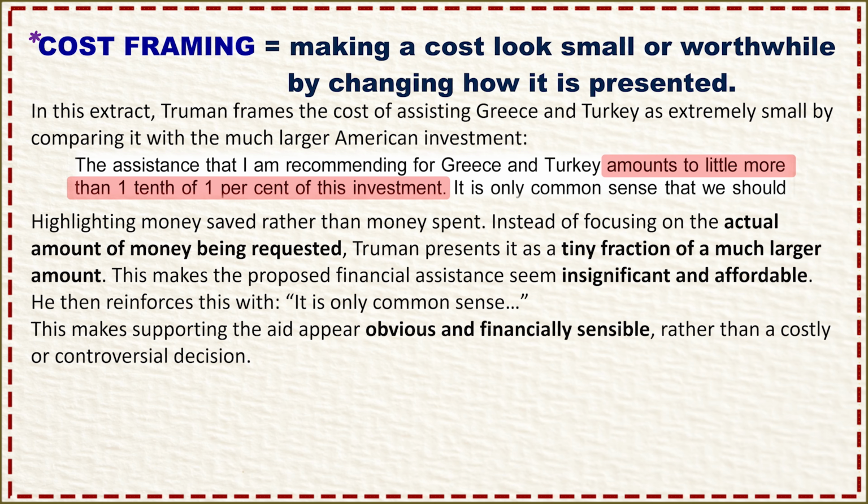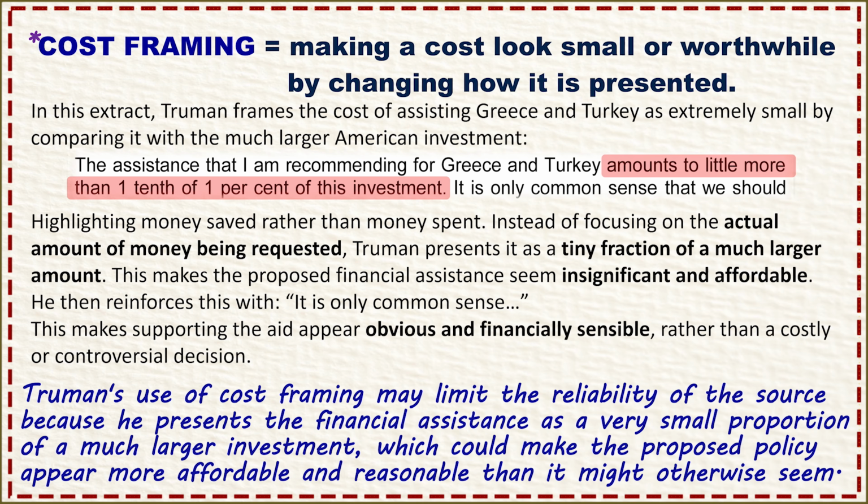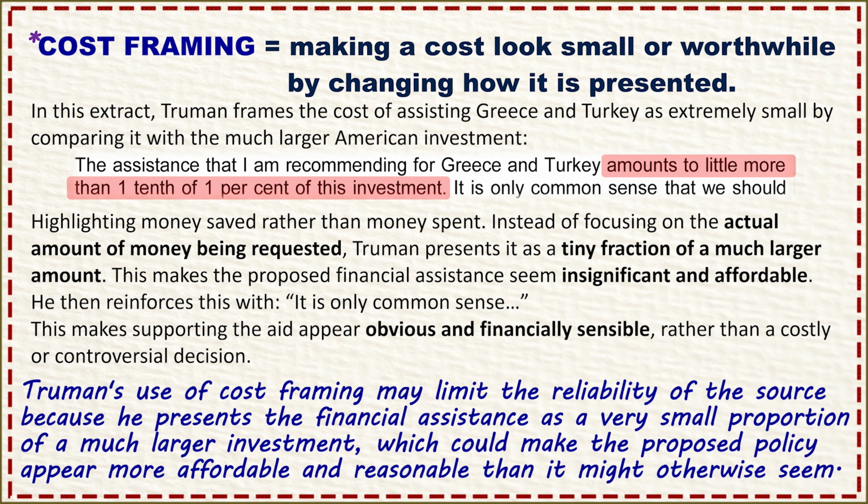He then reinforces this with, it is only common sense. This makes supporting the aid appear obvious and financially sensible rather than a costly or controversial decision. Ultimately, Truman's use of cost framing may limit the reliability of the source because he presents the financial assistance as a very small proportion of a much larger investment, which could make the proposed policy appear more affordable and reasonable than it might otherwise seem.